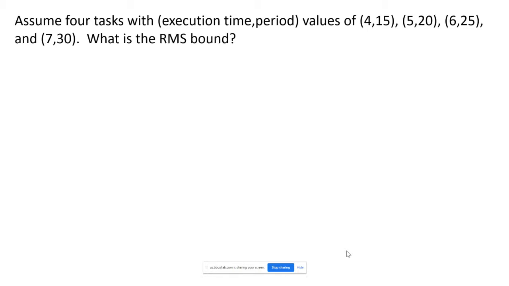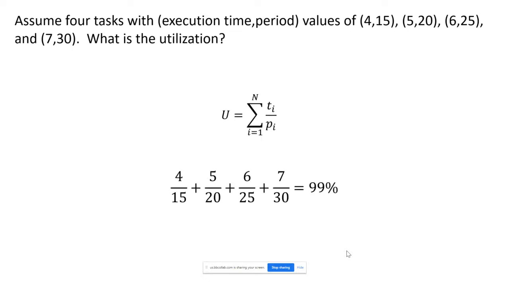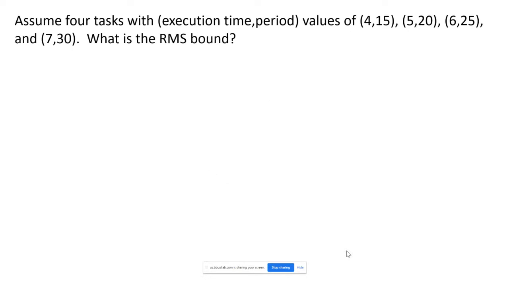Okay, the second question is assume 4 tasks with execution time period values of, oh, the same 4, right? Yeah, same 4, sorry. What is the RMS bound? So this question could have been worded a little better. I assume everyone knew what I was talking about here. So a bound is a value that defines an upper or a lower limit for something.